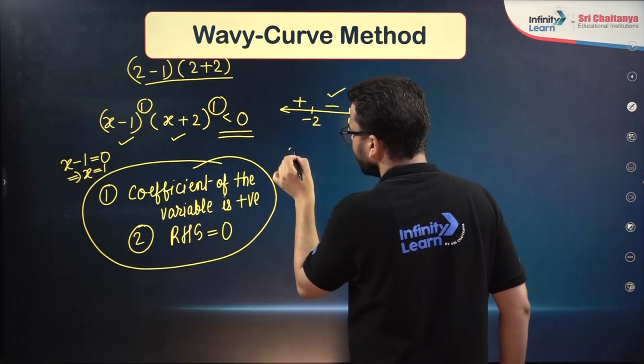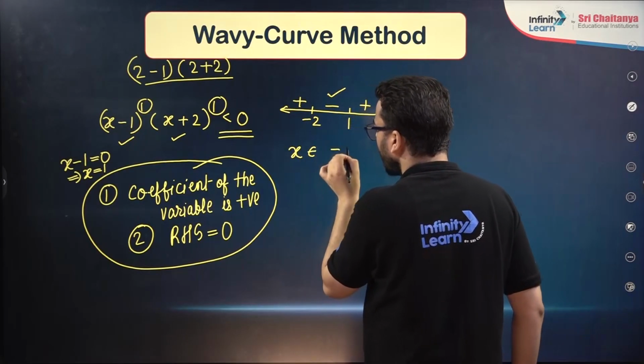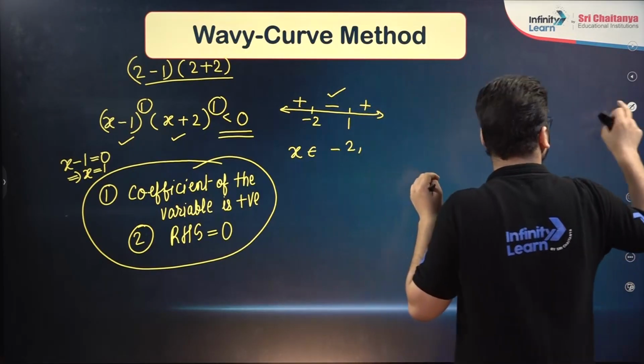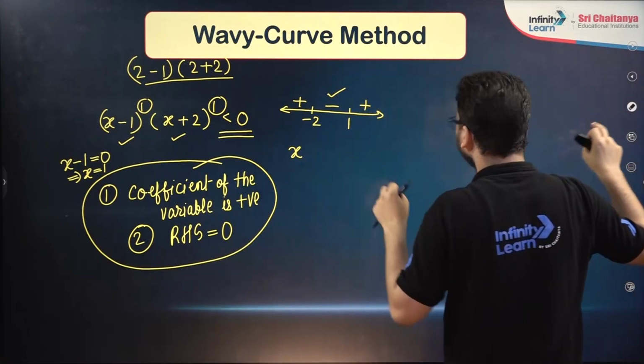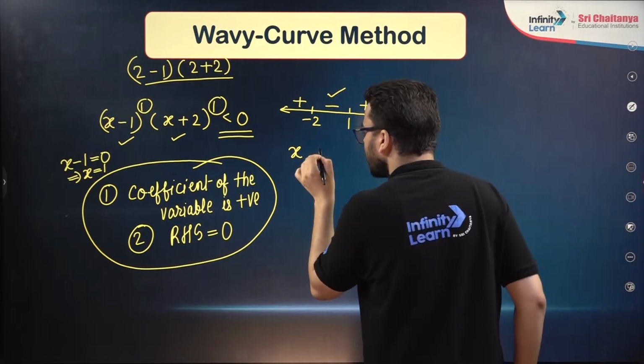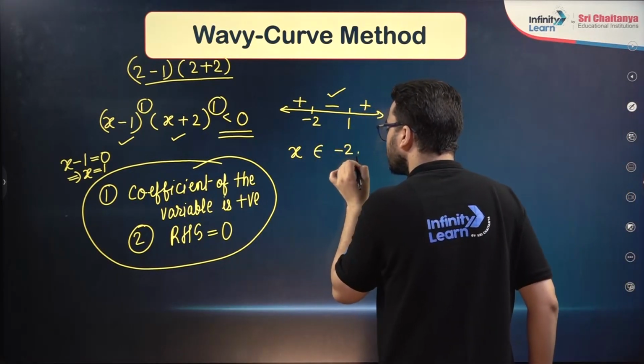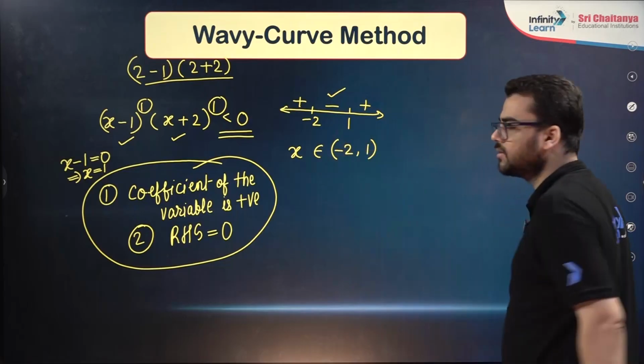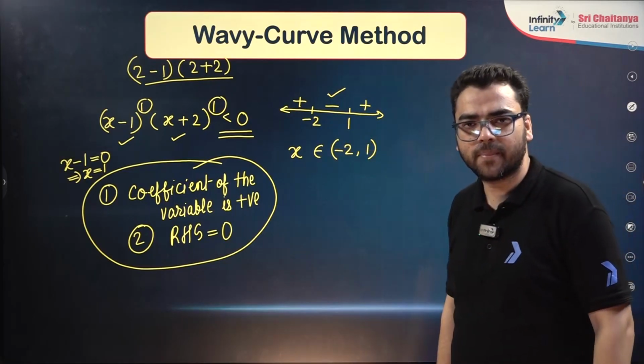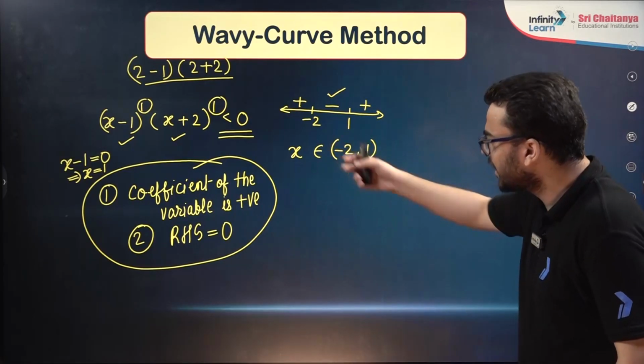It means the solution is x belongs to minus 2 to 1. The solution for this inequality is what? X belongs to minus 2 to 1. That is the solution. I hope it's clear. Okay. So, I'll take other examples as well.